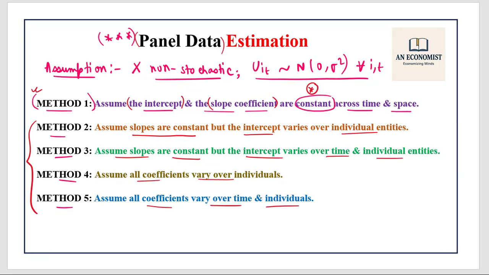So basically, all these are different methods based on the nature of the slopes and the nature of the intercept coefficients. The nature of the slope coefficient and the intercept coefficient will determine the model nature. The specification of the model will be done depending on the intercept and the slope coefficient. Now let us first focus on method 1. Method 1 is the base model, which will help us to go into more advanced modeling.